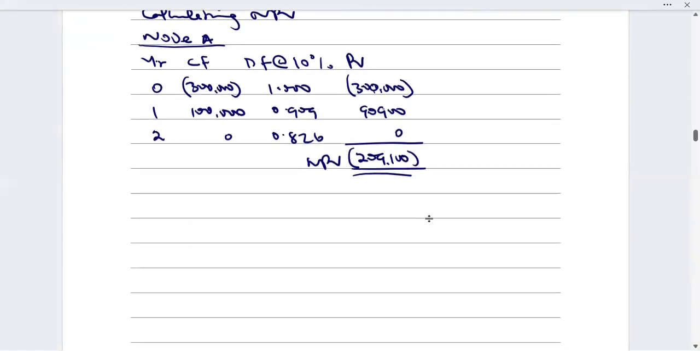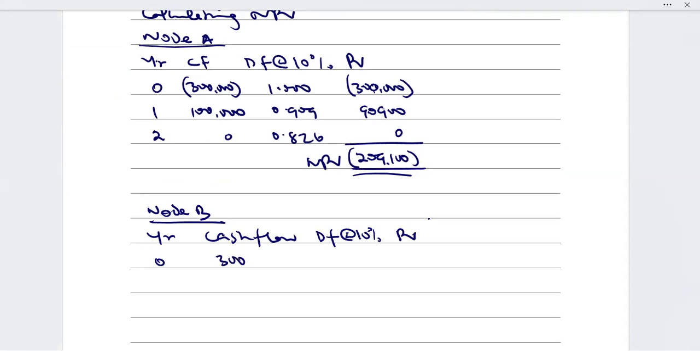Okay, I will do node B. Do the same thing. Cash flow, discount factor. 300,000 is the initial outlay. Multiply by 1, 300,000.